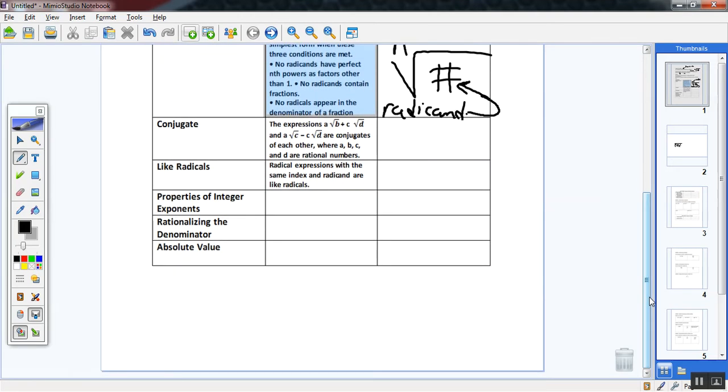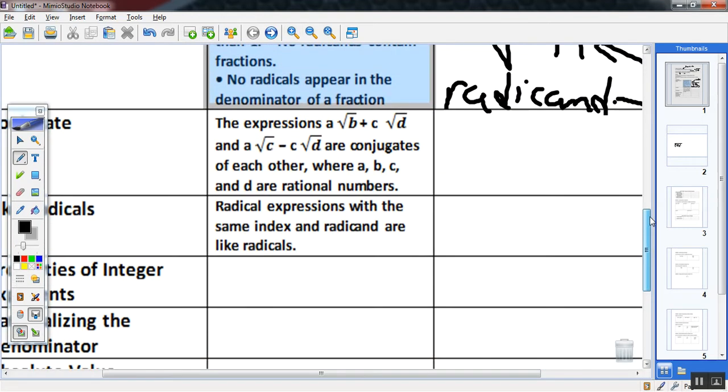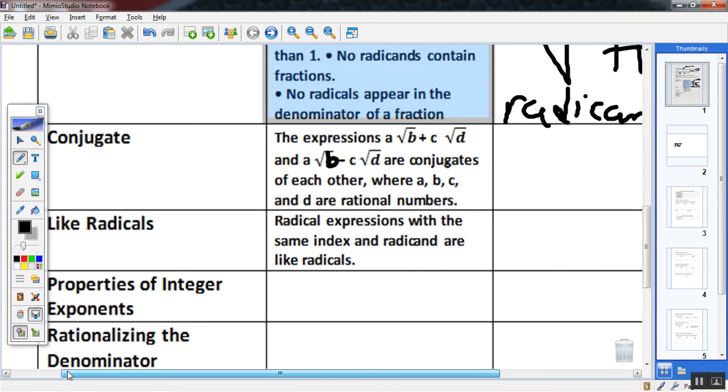Kids, I have a typo in this definition for conjugate. Go to the second line. You see where it says a root c in the second line? Change that radicand of c to a radicand of b. It should say a root b minus c root b. Okay, the word is conjugate.